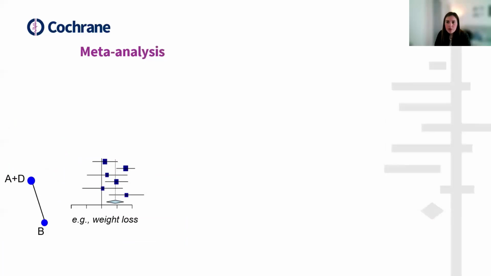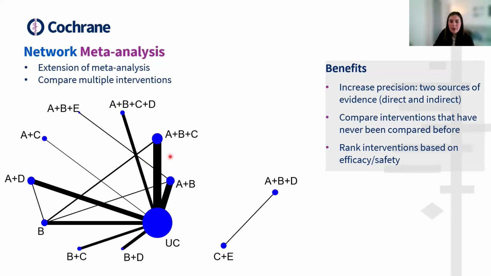So now suppose that for weight loss, we have studies comparing these two interventions, and we conducted a meta-analysis to summarize the information that studies provided, and we obtained a pooled effect estimate. But if we search the literature, we will find that there may be more interventions compared in many studies for the same outcome. So now we have a network of evidence.